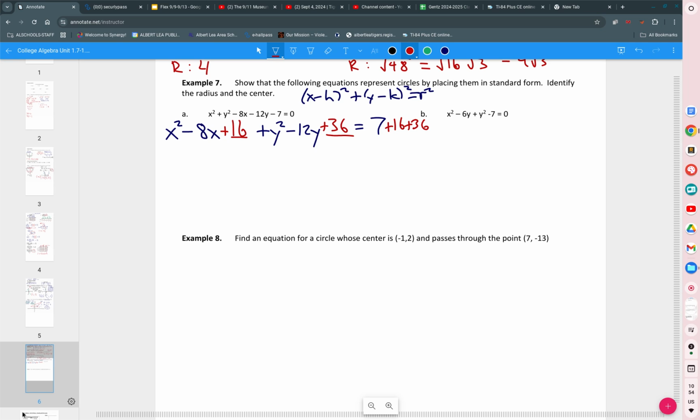So again, our goal is to put it in the form of a completed square. X minus 4 quantity squared, y minus 6 quantity squared is equal to, I have 7 and 16 is 23, and then I add 36 to that, and I get 59. Now it's in a great form. I can go ahead and identify the center. What is the center of that circle? 4, 6. And the radius is simply the square root of 59, because you can't simplify that square root.